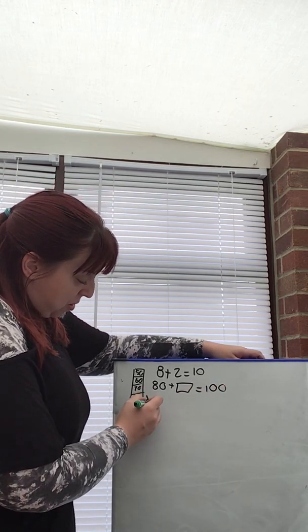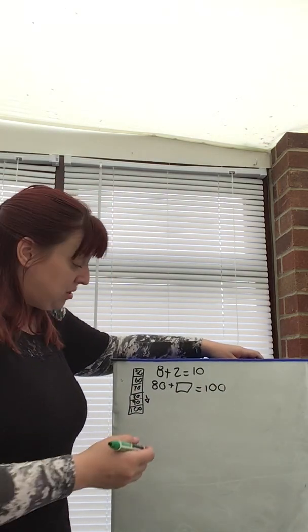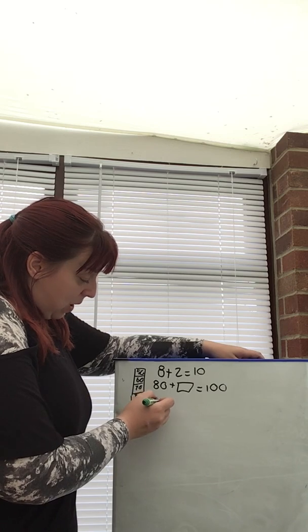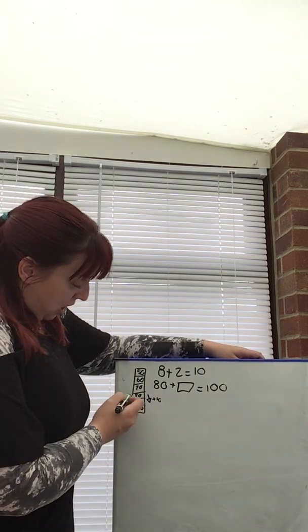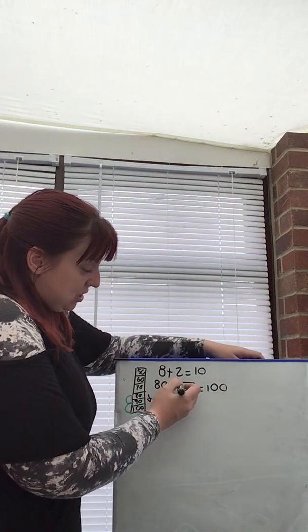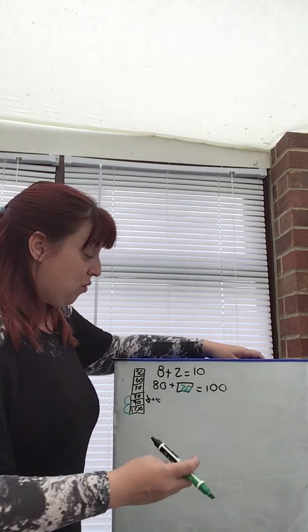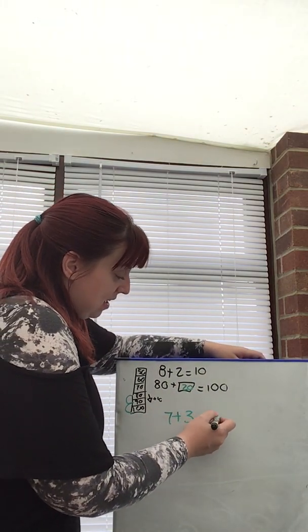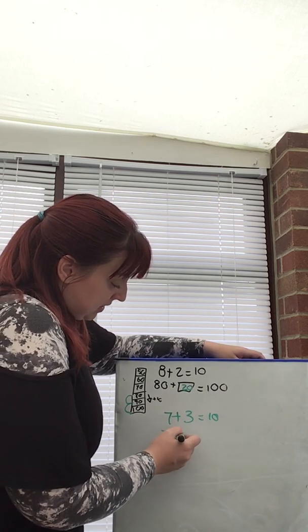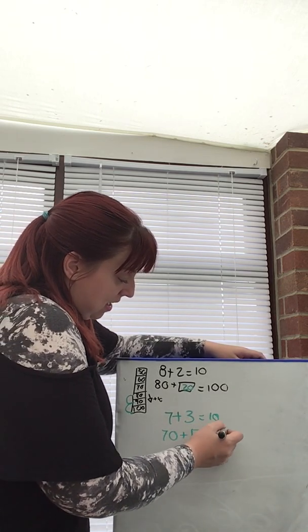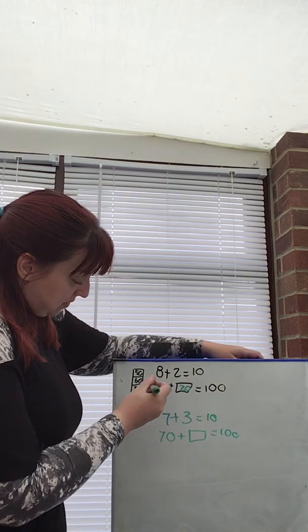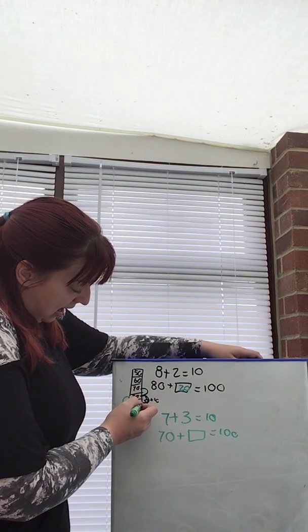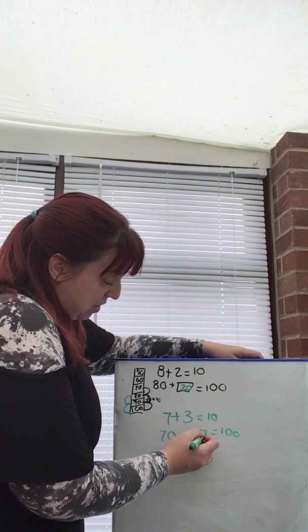So they should know by now, and there is another video on how to use a 100 square, that when I go down a square, I'm adding 10. So I go add 10, add 20. Now I'd get them to do this quite a few times. So here we go, 7 add 3 equals 10. 70 add something equals 100. Let's do my counting. Add 10, add 20, add 30.